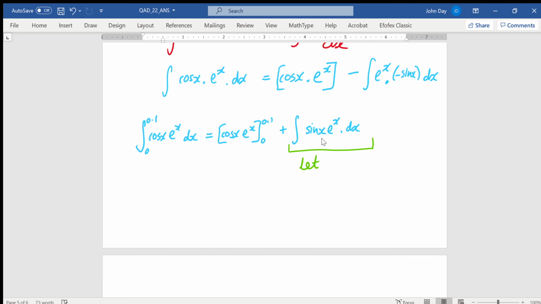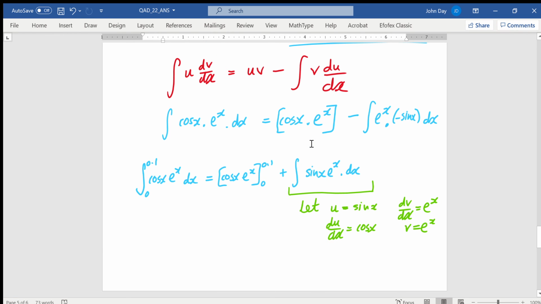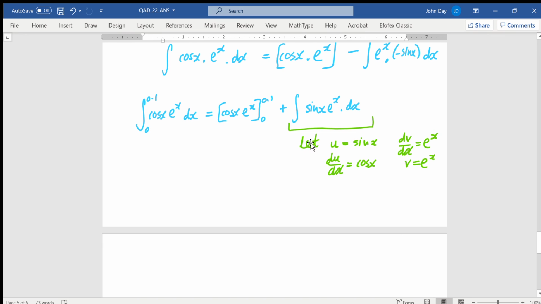And for this, I'm going to let u be sine x and dv/dx be e to the x, using LIATE again. So du/dx is equal to cos x, and dv/dx, v is equal to e to the x. So using the rule that's written in red above, but just doing this sine x e to the x from it, I get uv, which is sine x times e to the x, minus the integral of v du/dx.